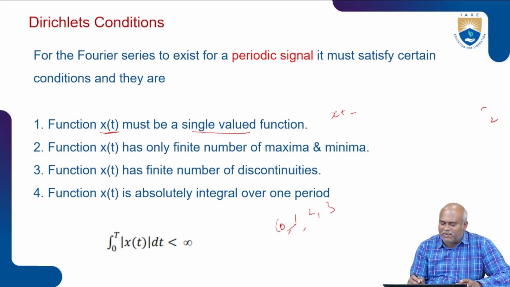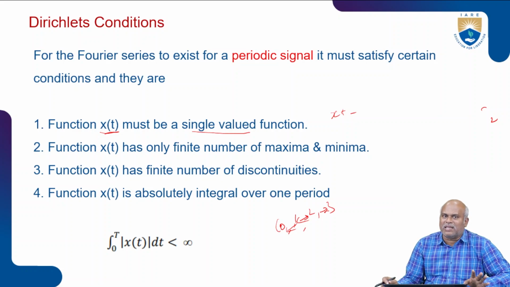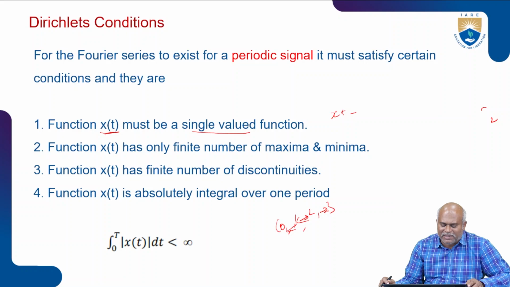The discontinuity is present for the interval 0 to 1. The same will be repeated for the next case. In that case, we say there is a finite number of discontinuities. Then finally, we require that x of t is absolutely integrable over one period.